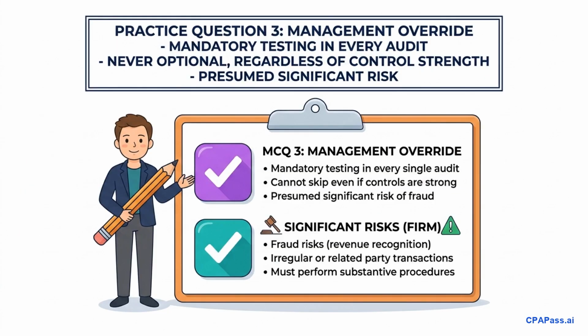Here is our third exam question. If a company has exceptionally strong internal controls, can the auditor skip testing for management override of controls? Examiners want you to think strong controls make this test optional. That is a major trap.